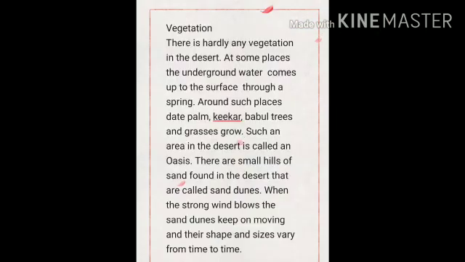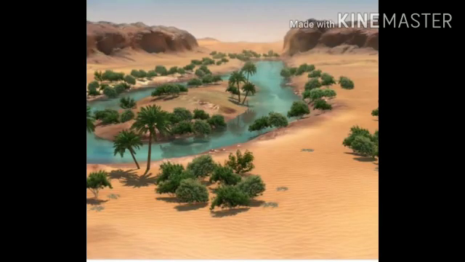There is hardly any vegetation in the desert. At some places, the underground water comes up to the surface through a spring. Around such places, date palm, kikar, babul trees and grasses grow. Such an area in the desert is called an oasis. People live permanently in such areas and grow crops. Maize, gram, jowar, bajra, wheat and other crops are grown in the desert. An oasis is a fertile spot in the desert. Most of the villages in the desert come up around such an area.